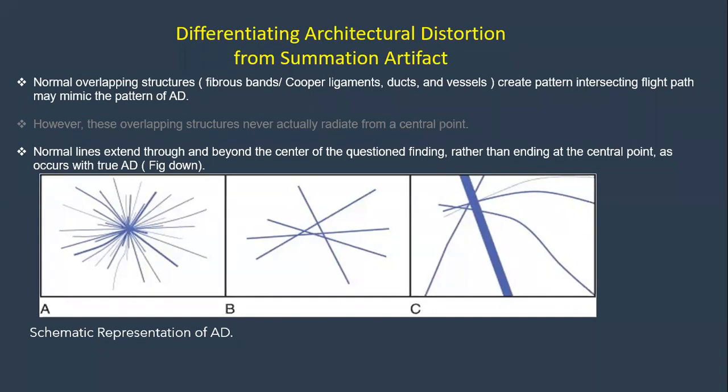So from these illustrations, from the illustration you have seen in front of you, tell me the difference between architectural distortions and the summation. What is it? What do A, B, and C represent? Which one is summation artifact and which one is architectural distortion?